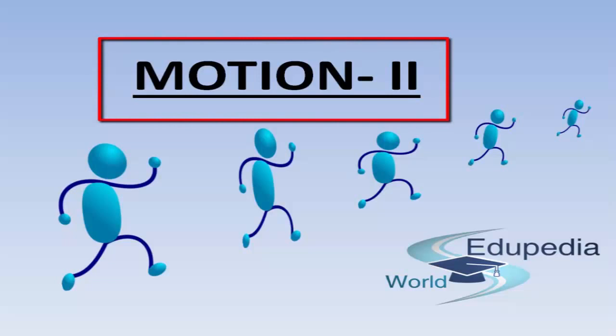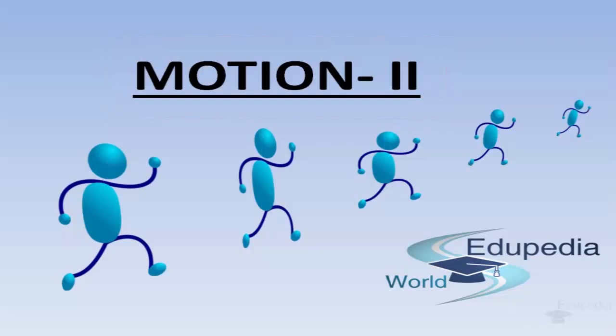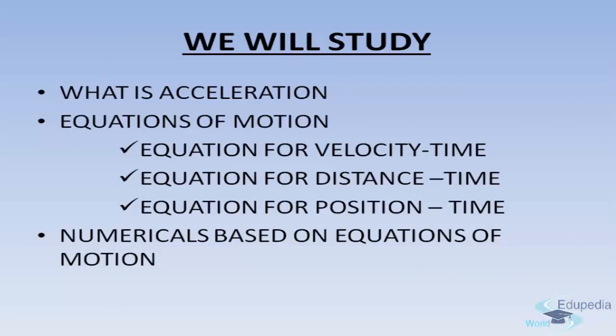So in the previous video we talked about motion. We studied what is motion, what is speed, what is velocity, and we also solved a few of the numericals related to motion. Now in this video also we are going to learn new terms, one of which is acceleration. We are also going to talk about the three equations of motion, and within that we will discuss the equation for velocity and time, that is, the relation between velocity and time, the relation between distance and time, and position and time. Thereafter we are going to solve the numericals which are based on the equations of motion.